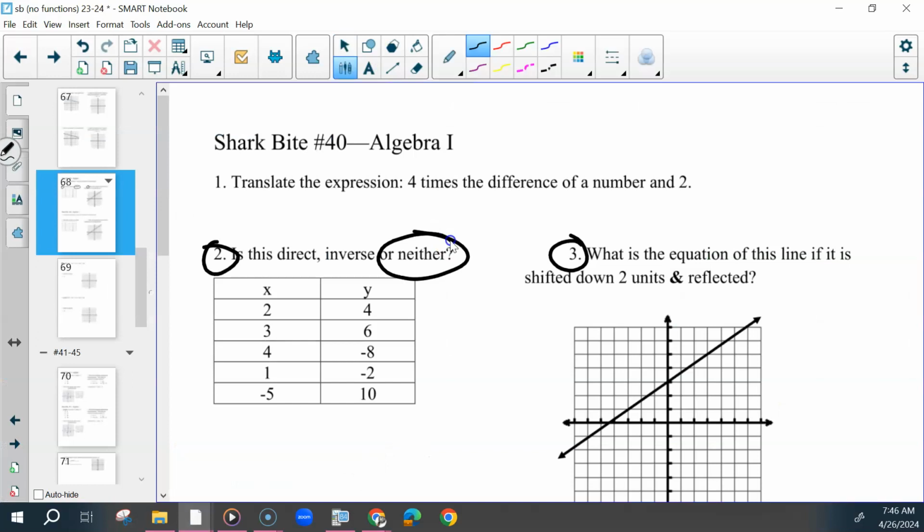And if you use Desmos to figure that out, make sure you use Desmos.